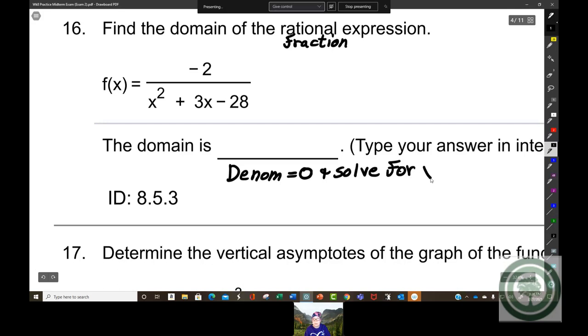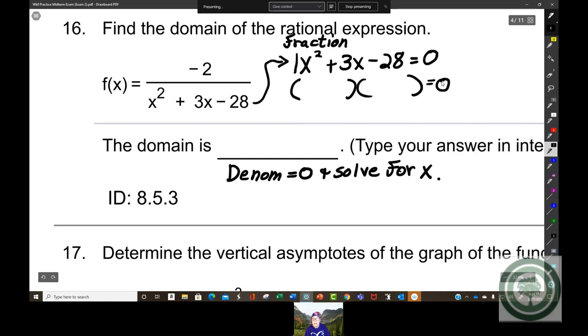So we're going to do that. I'm going to take the denominator, x squared plus 3x minus 28, and set it equal to 0. And this is factorable, and it's got a 1 in front of the x squared, so all I have to do is make parentheses and factor the number at the end, negative 28, into two numbers that add up to positive 3. So that would be negative 28 equals positive 7 times negative 4, and 7 plus negative 4 equals positive 3.